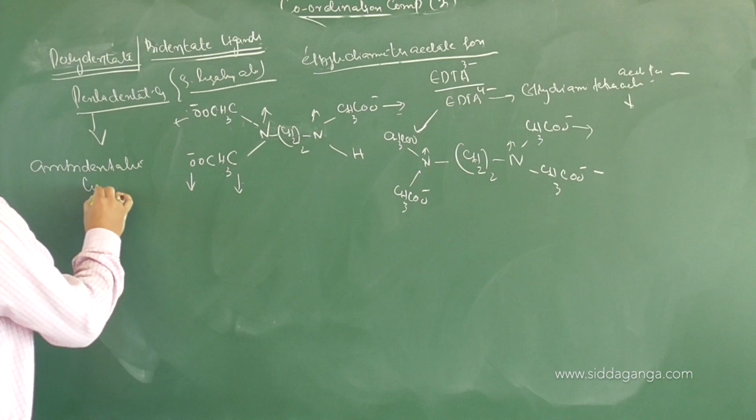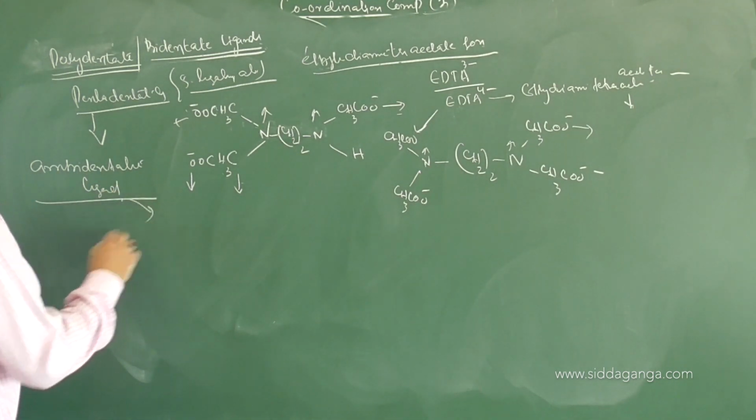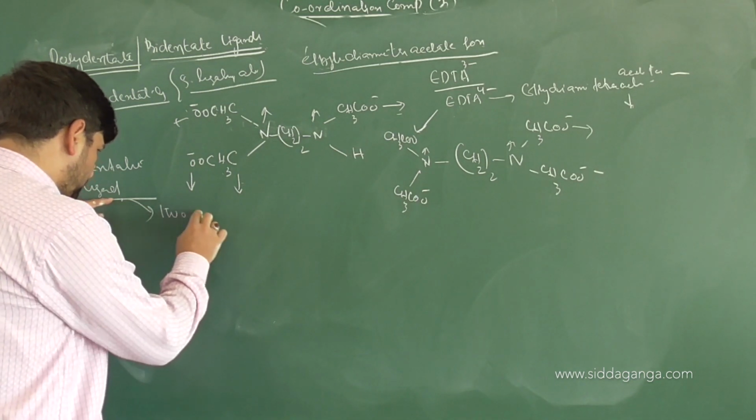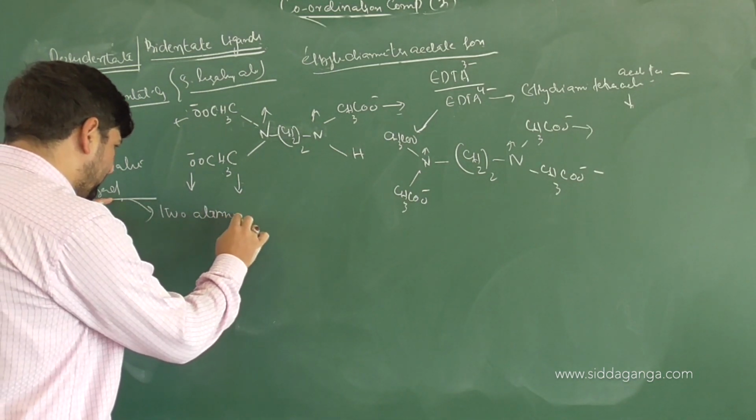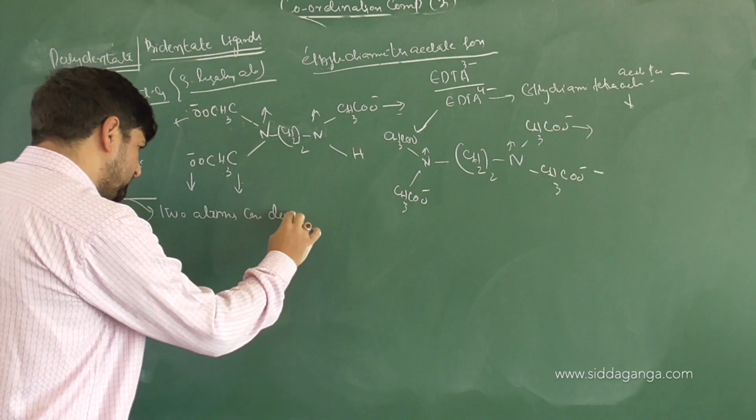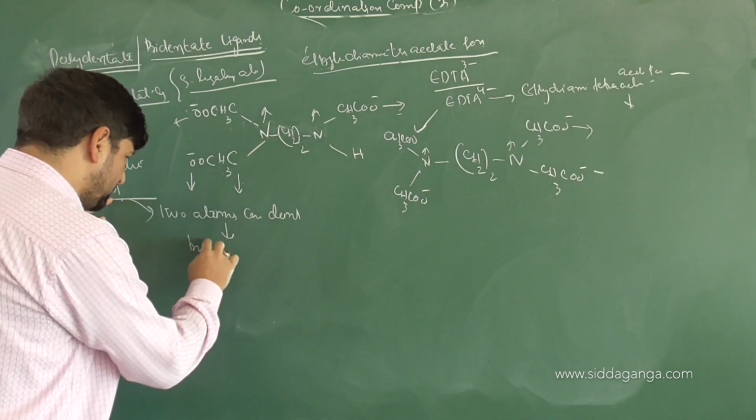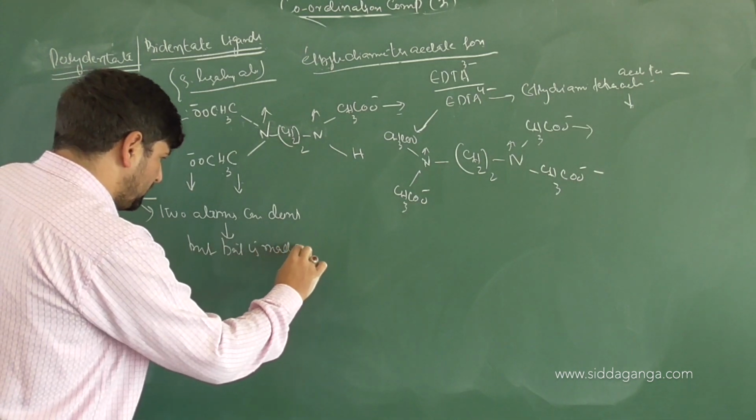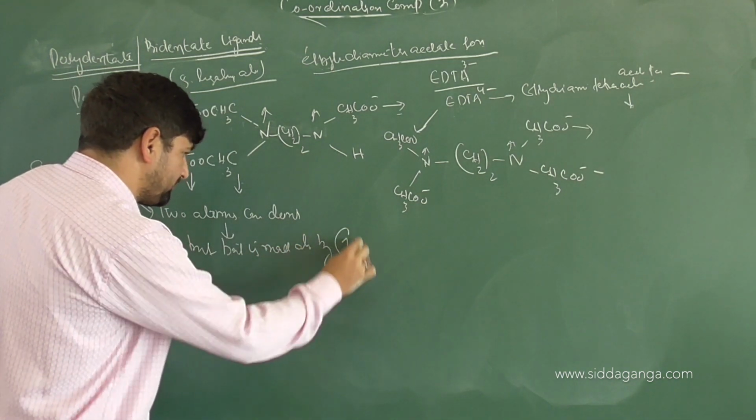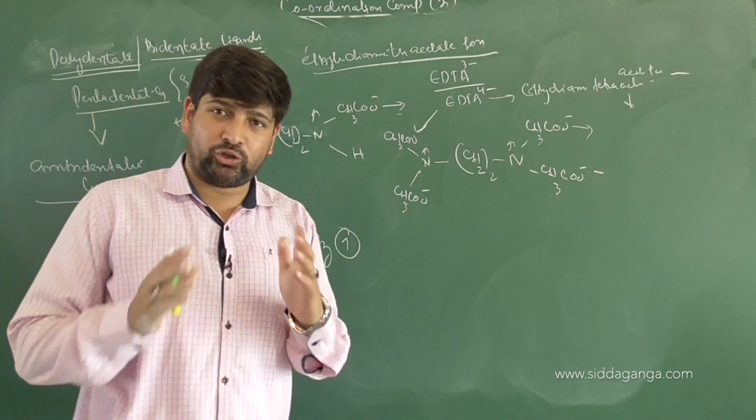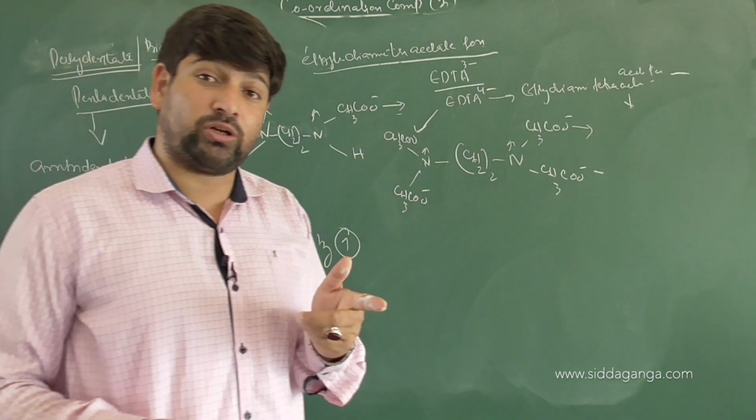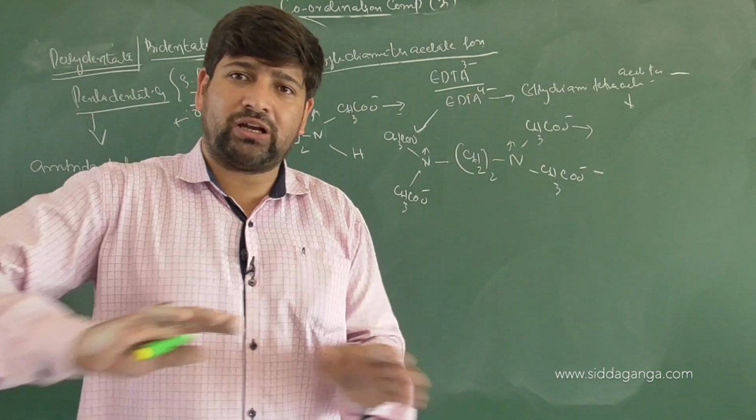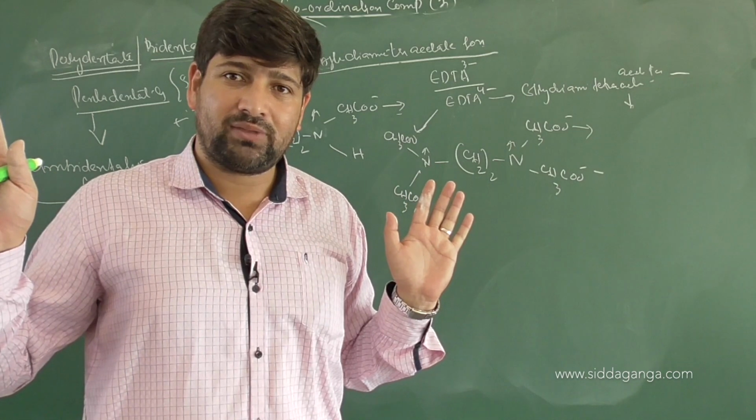Ambidentate ligands. What are they? In ambidentate ligands, 2 atoms can donate, but the bond is made always by 1. So there are 2 possibilities. There are 2 atoms that can donate electrons, but out of those only 1 at a time will be joined. Suppose if one has made the bond, the other loses the capacity to make the bond.